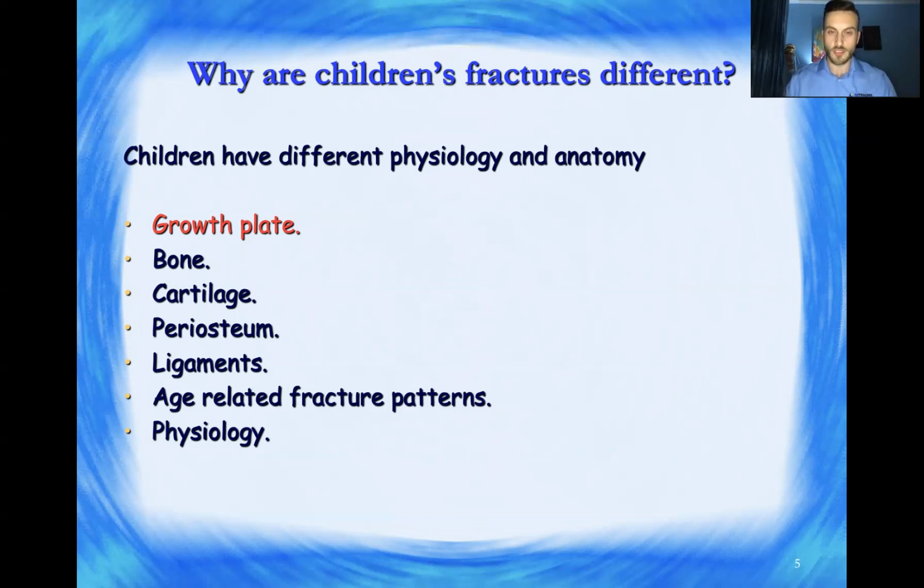Periosteum. The periosteum that we talked about in the last lecture, that it's covering the bone. In the pediatric age group, it's much, much thicker. That's why they heal easily. And the periosteum keeps the fracture aligned sometimes, so it helps in reduction. The ligaments, age-related fracture patterns, and the physiology for sure are different.